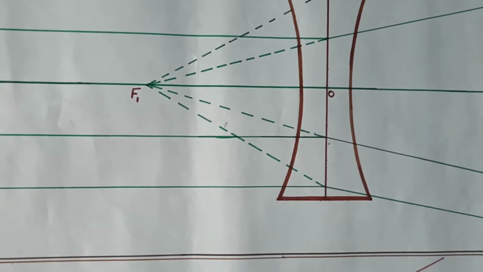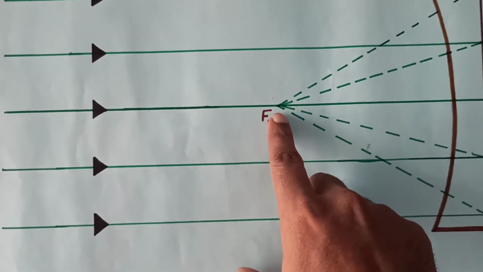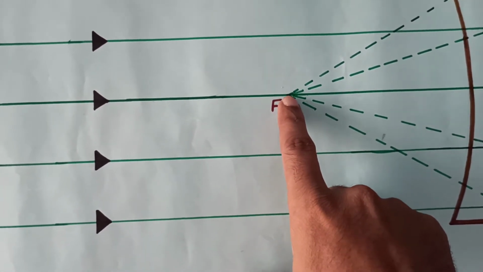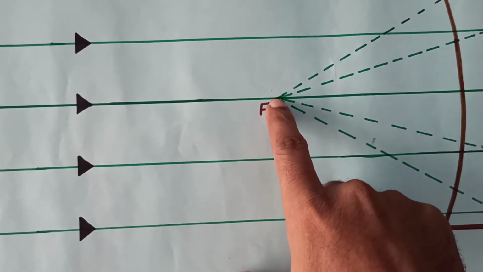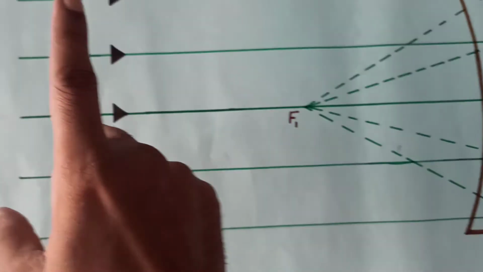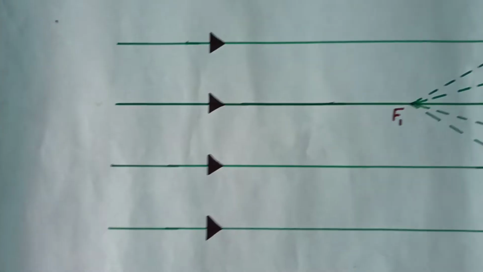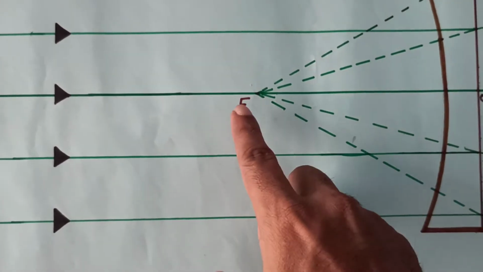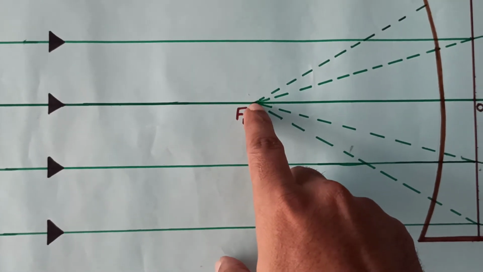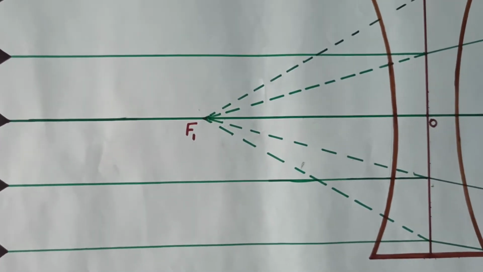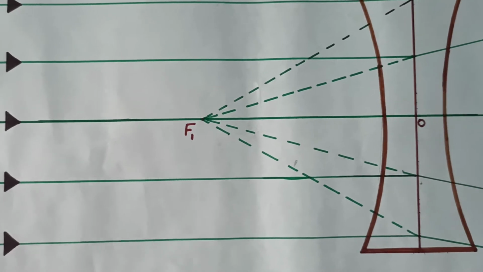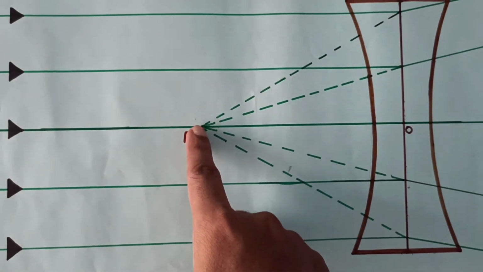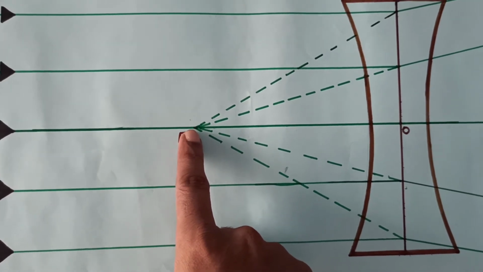Now here you can see this pointed end, that is F1. This F1 is nothing but the position of the image. When the object is at infinity, the image is formed at focus F1. You can see it's written F1. So at this point the image is formed. Now what is the size of the image? You find that the image is pointed, meaning it is highly diminished, very small.